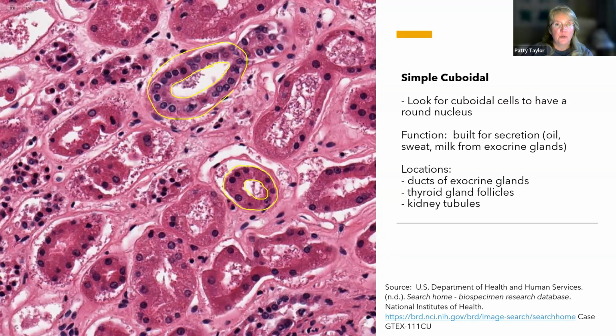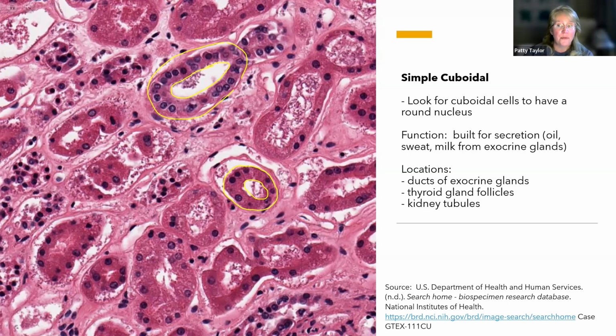Now we're looking at simple cuboidal epithelial tissue. Here I've outlined a couple of rings of simple cuboidal. Again, we're not looking for perfection, but most of these cells have a round nucleus. I don't really see the cell shape, but if I did, these would be pretty square in appearance. So instead, I'm going to focus on the nucleus shape, which is helping me see a round nucleus. That's going to indicate we have a simple cuboidal tissue.